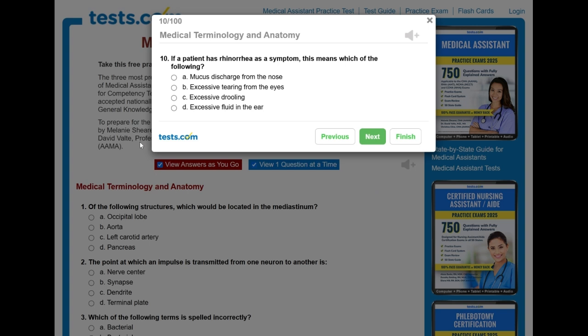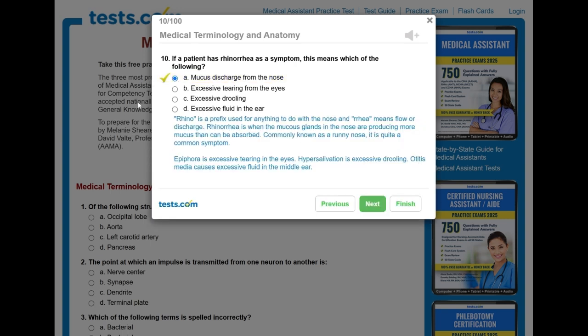Question 10. If a patient has rhinorrhea as a symptom, this means which of the following? A. Mucus discharge from the nose. B. Excessive tearing from the eyes. C. Excessive drooling. D. Excessive fluid in the ear. A. Mucus discharge from the nose.